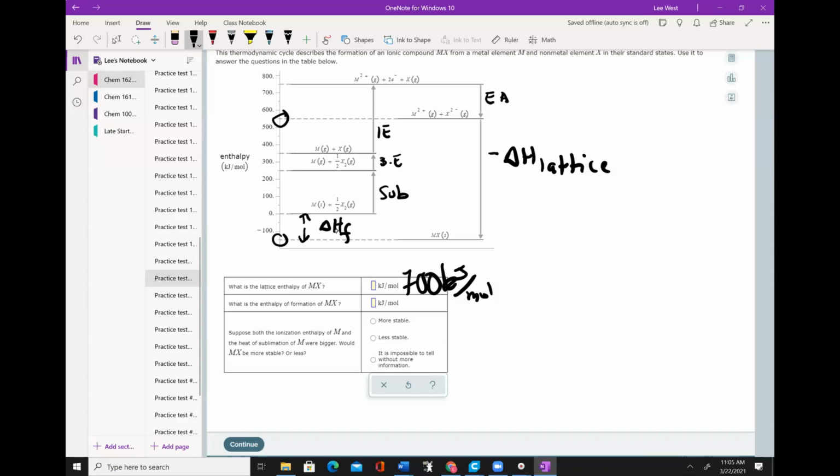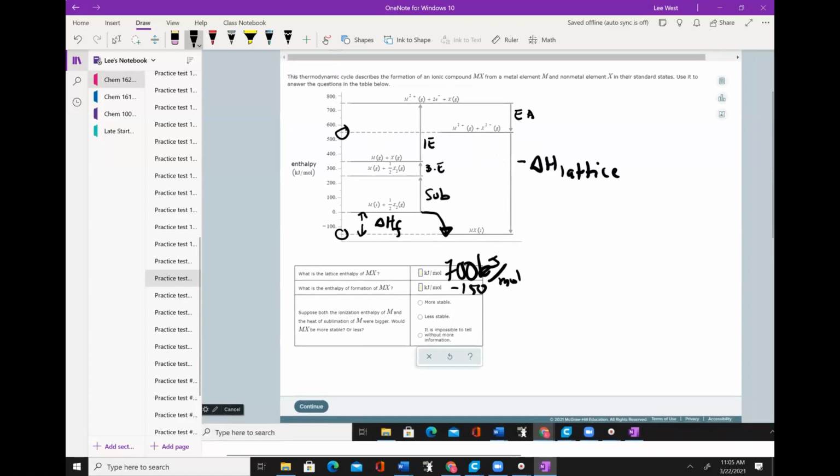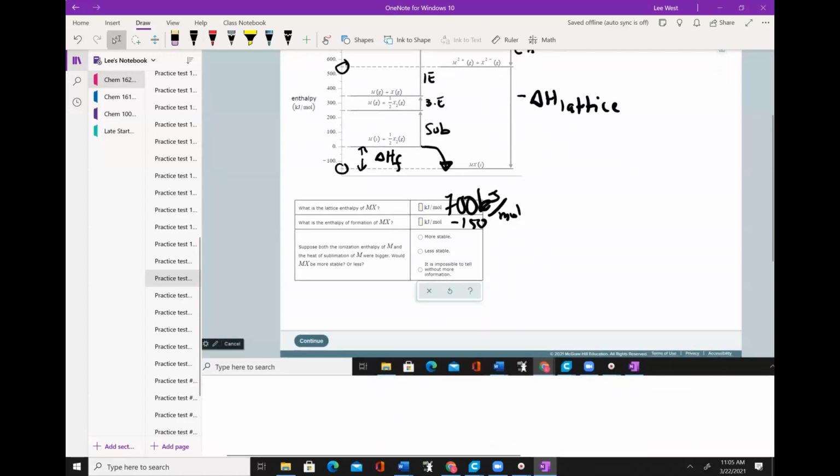And then it says, what is the enthalpy of formation? Again, this is pretty easy. You just have to know which of these steps corresponds to the enthalpy of formation. And in this case, we're going to go from 0 all the way down to minus 150. So that makes it easy. Notice that we don't, by default, make it a positive number. We just read it off the scale exactly as it is, because it's the enthalpy from going from there to there. Could be positive, could be negative. Normally it's negative for ionic compounds.